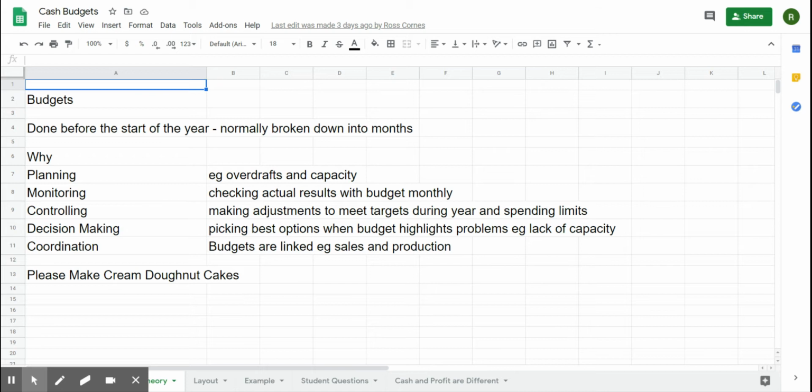Businesses then monitor the budget and they are checking on a monthly basis that their results are in line with the budget. If, for example, sales are well ahead of where we expected them to be at the start of the year, does that mean we need to then go and revisit what we are producing?